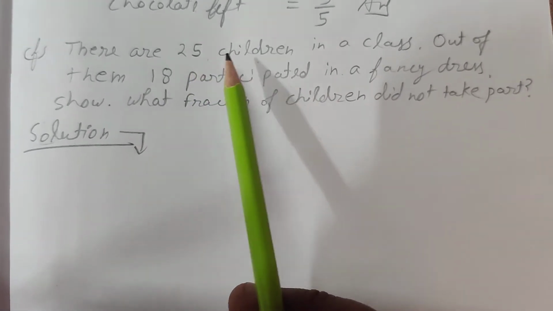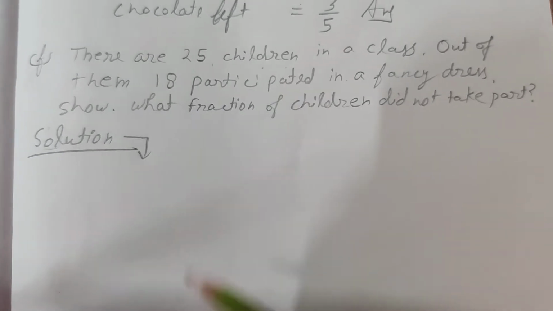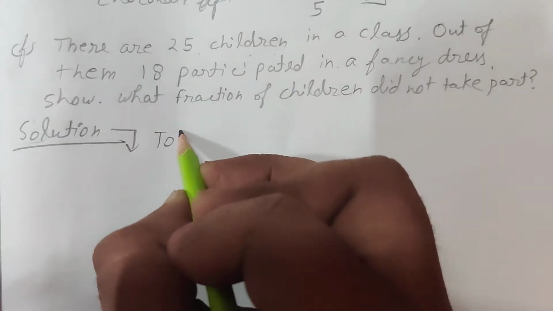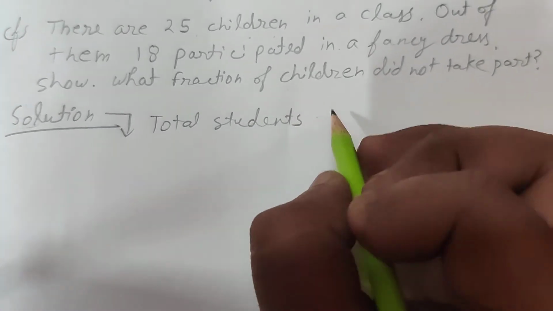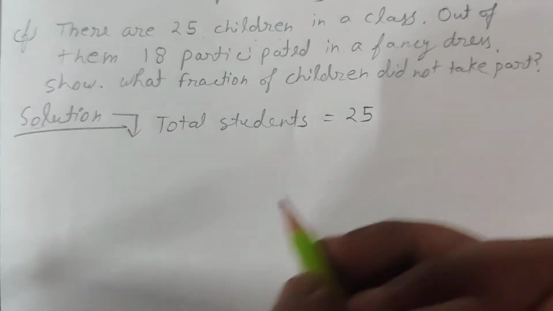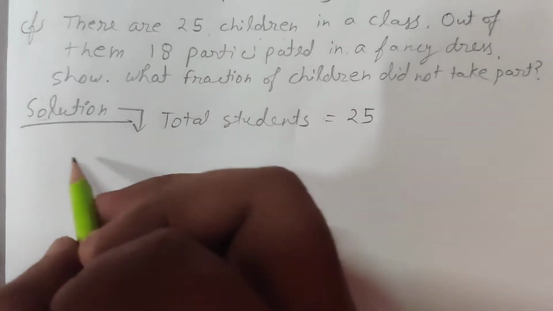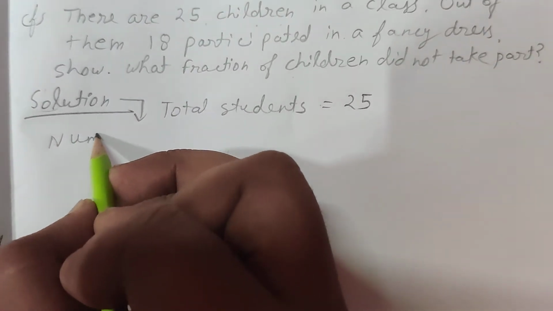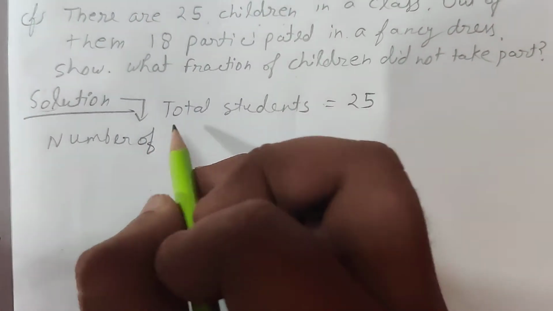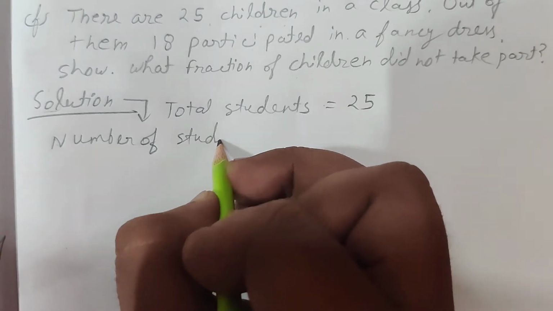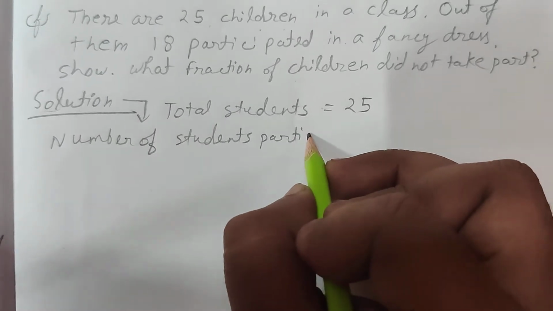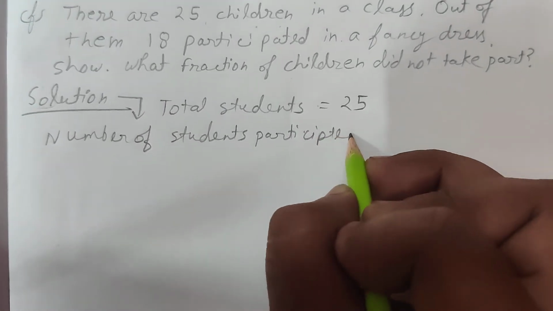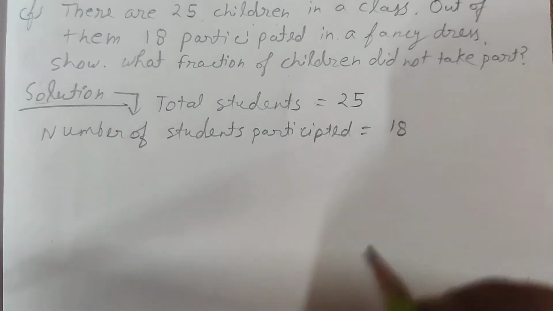25 students, so the total number of students is 25. Total students is equal to 25. Write number of students participated is equal to 18.